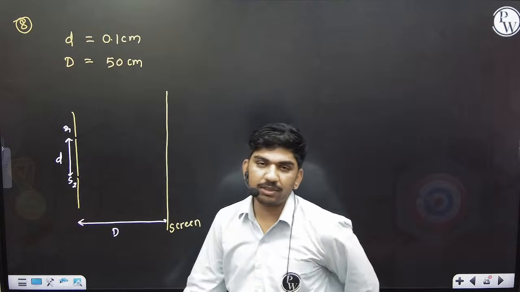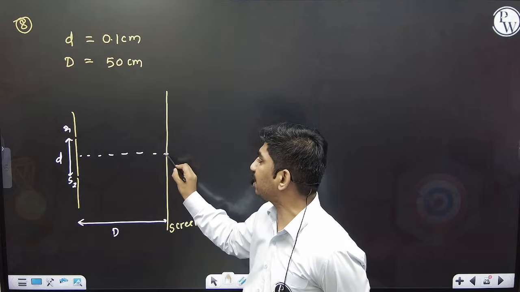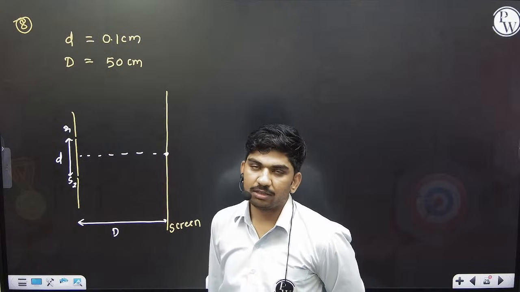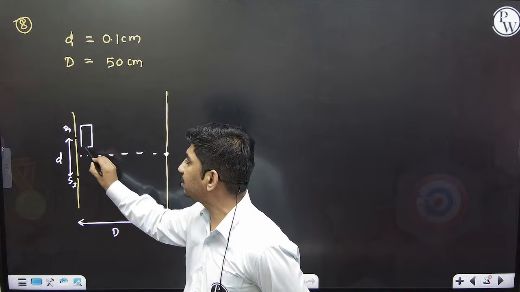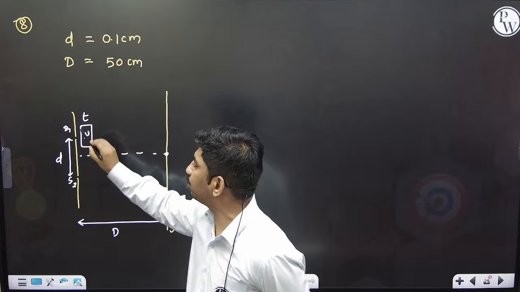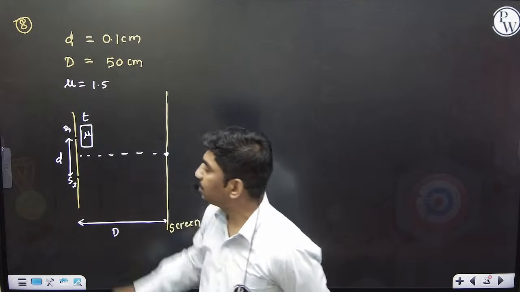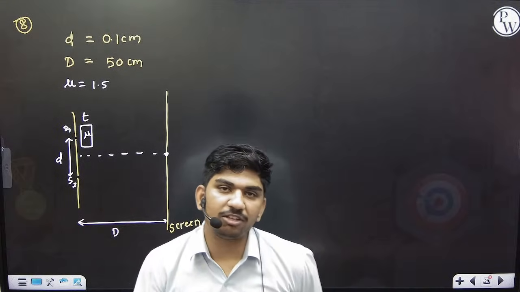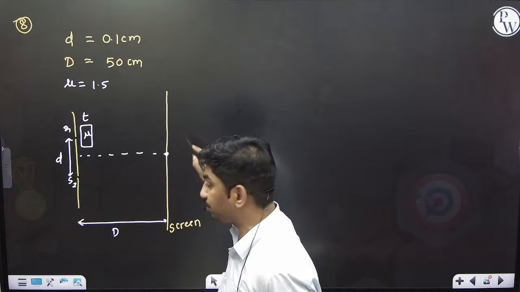Now what have they given? Okay, let us first write what happens in the YDSE. We get the central maximum somewhere here, right? And then they introduce a slab of thickness t, with refractive index mu. This mu value is given as ordinary glass, maybe 1.5. And then what happens? When we introduce a slab in front of one of the slits, the whole YDSE pattern shifts.